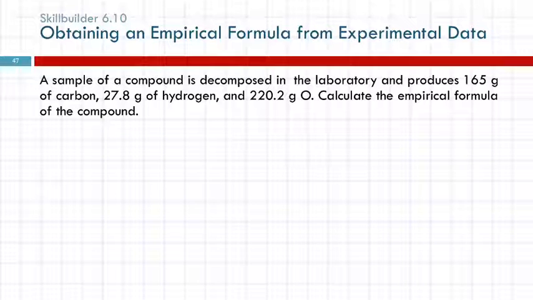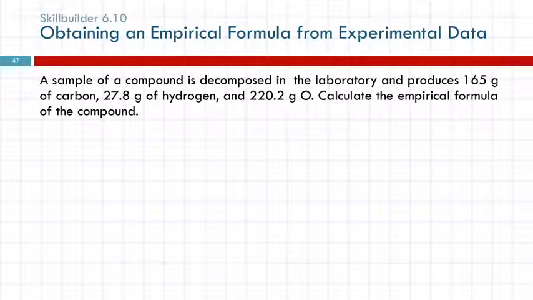So this is obtaining an empirical formula from experimental data. Another example: a sample of a compound is decomposed in the lab and produces 165 grams of carbon, 27.8 grams of hydrogen, 220.2 grams of oxygen. Calculate the empirical formula.